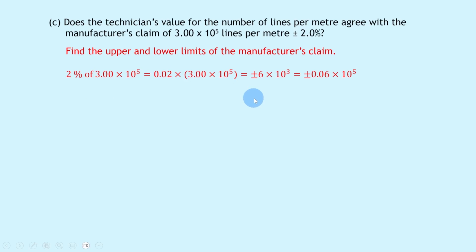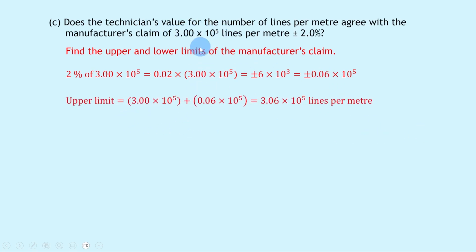If you do that in your calculator, you should get plus or minus 6 times 10 to the 3, which is the same as plus or minus 0.06 times 10 to the 5. Notice how I've rewritten this in terms of times 10 to the power of 5, because that's what the value is here, and I want to see how this will compare. So to find the upper limit, all we need to do is take this 3.00 times 10 to the 5 and add on our 2% value. Because they're both times 10 to the 5, all we need to do is add on this 0.06 to this value. So we get 3.06 times 10 to the 5 lines per metre, or you can do that in your calculator if it's easier to see.